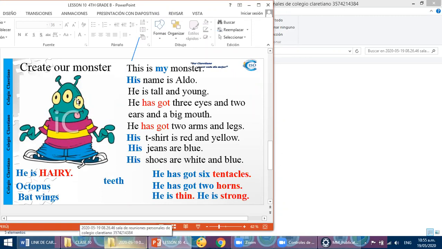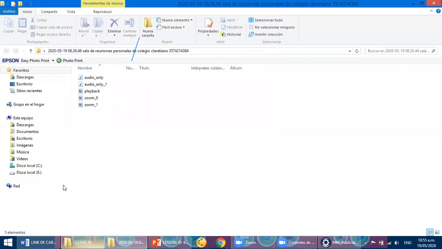Think, use your imagination and draw a monster and color the monster, okay? Ten minutes for that, okay?